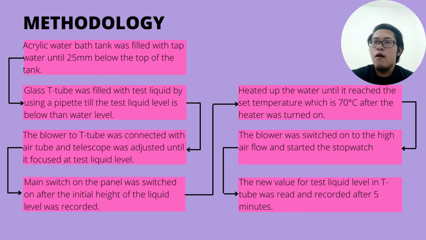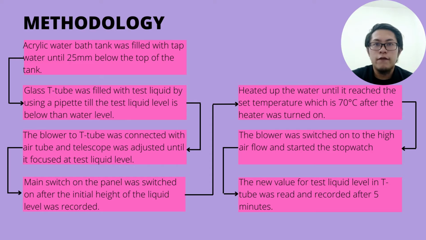For methodology, firstly, the water bath tank was filled with tap water until 25 mm below the top of the tank. Secondly, the glass T-tube was filled with test liquid using a pipette until the test liquid level is below the water level. Thirdly, the blower was connected to the T-tube with an air tube and the telescope was adjusted until it focused at the test liquid level.